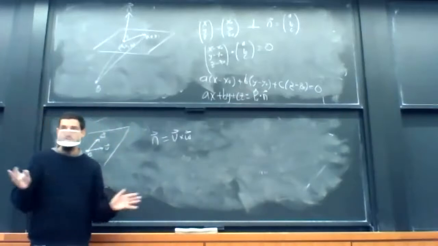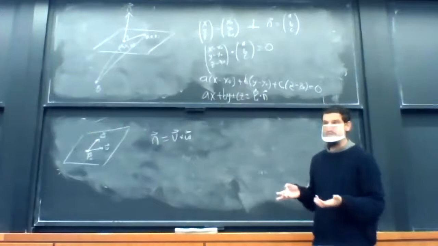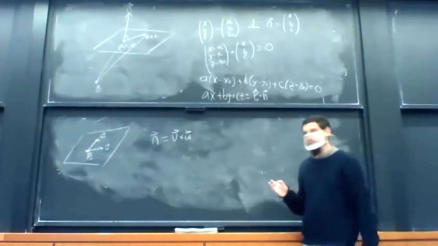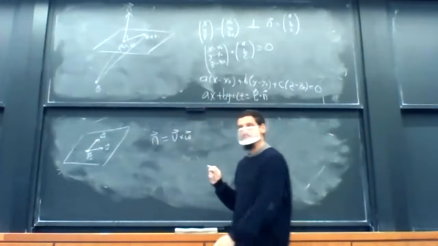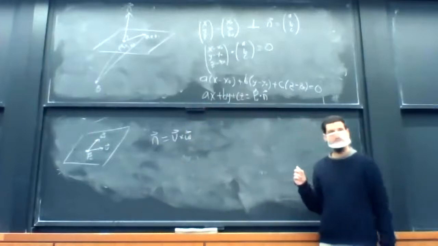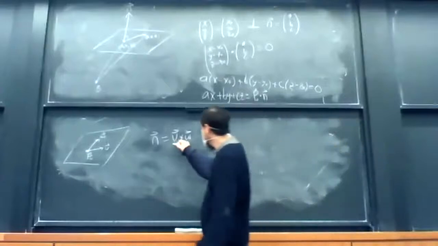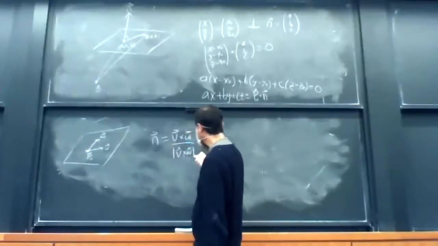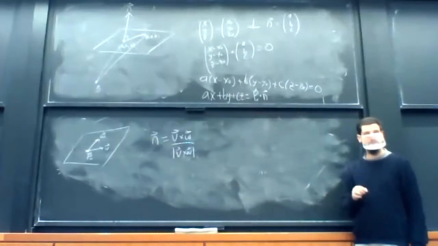But let's say I'm worried because there are some formulas that involve the normal vector, and it might assume later that I chose the unit vector. What could I do to make this have unit length? Yeah, I can divide it by the length of v cross w. And if I do that, I now have something of unit length.